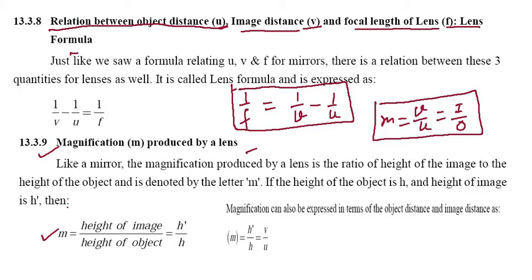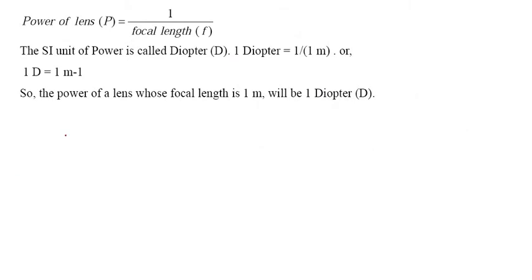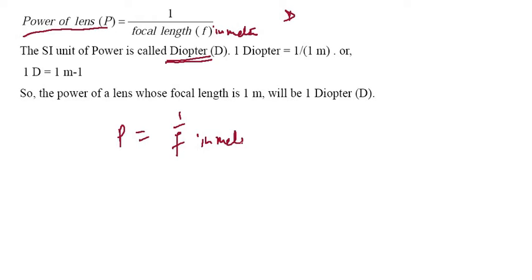How many times can form the image? Now, come to the next one. Power of a lens, that is 1 upon f, focal length in meters. The unit is diopter, represented by D. So power is equal to 1 upon f in meter, and the unit is diopter.